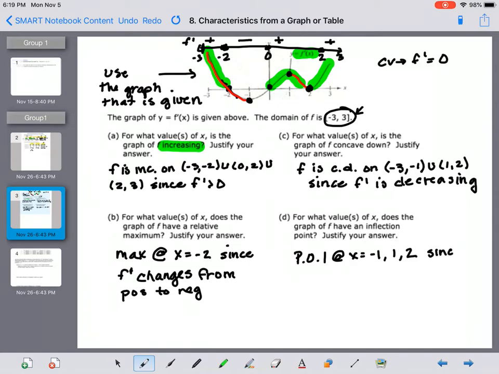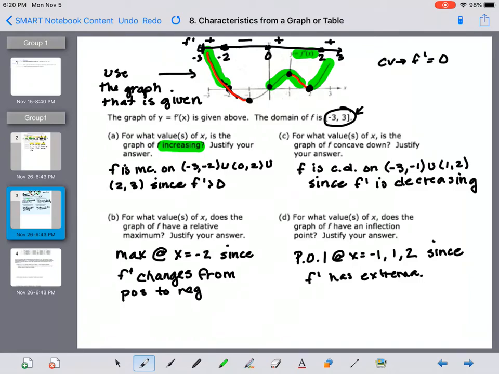And since, again, I was given f prime, I want to use f prime for my justification. Since f prime has extrema. Or I could say since f prime changes from increasing to decreasing and decreasing to increasing. Either one of those justifications would work. This has less words, less letters to write. Remember, I always go with the short and the sweet version of our justification. Okay, so that's kind of how we read a table.